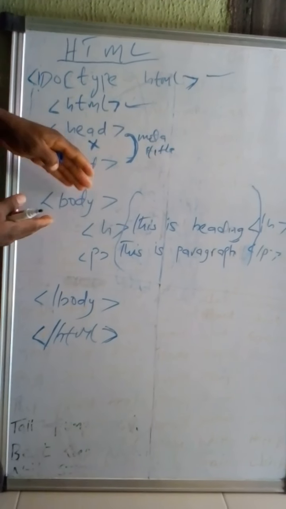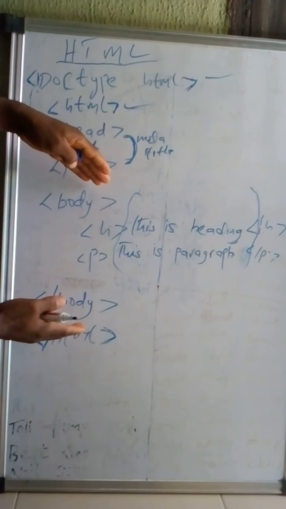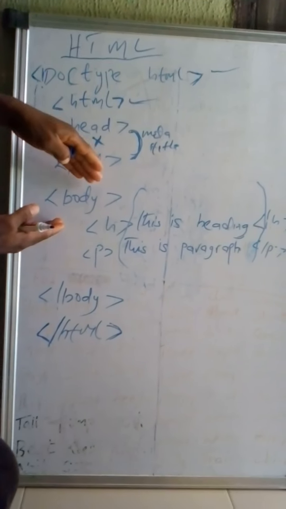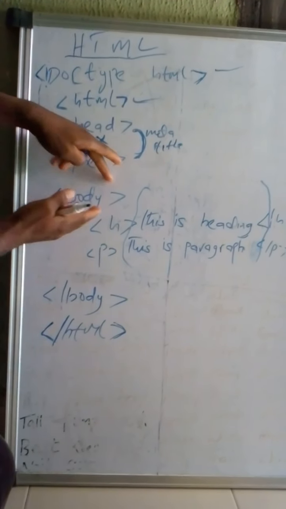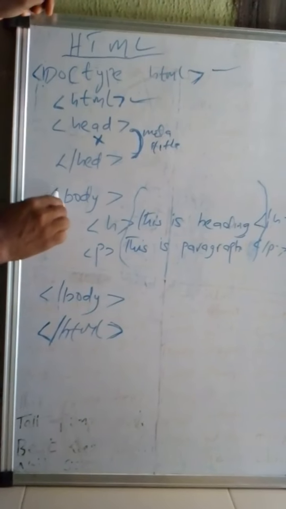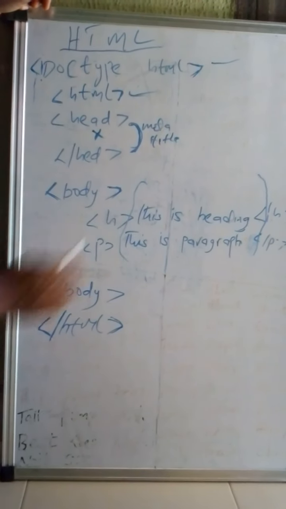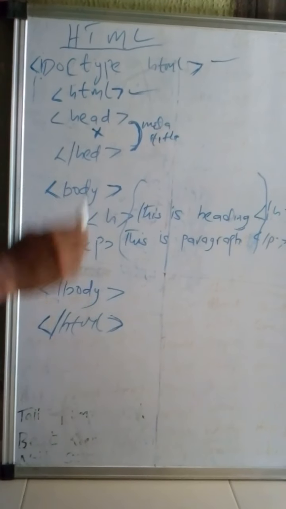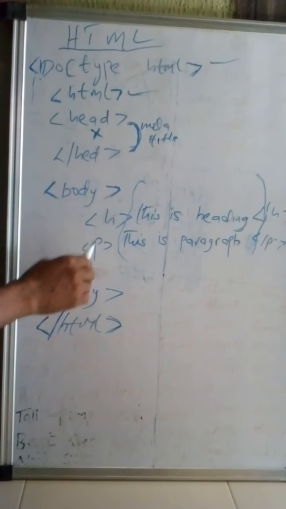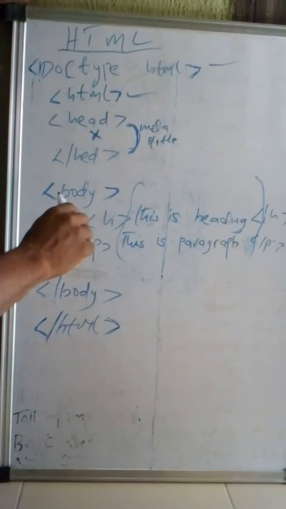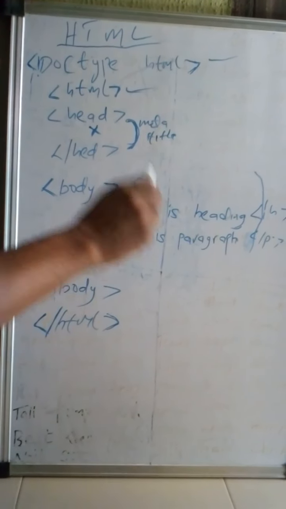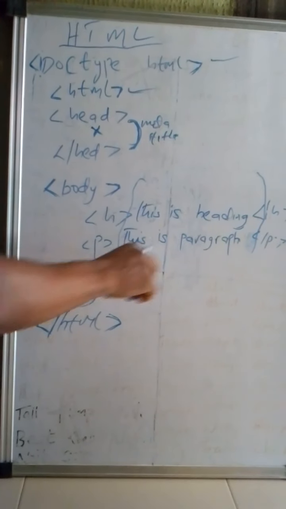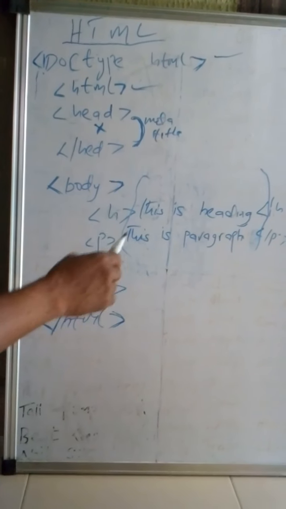Then you have the body. The body is the main part of your web page. Now in the body, you have the body, this is the opening tag of the body. And then the body is made up of heading and the paragraph. Heading talks about the heading of every article, every content, and then the paragraph talks about the paragraphs, as we all know.